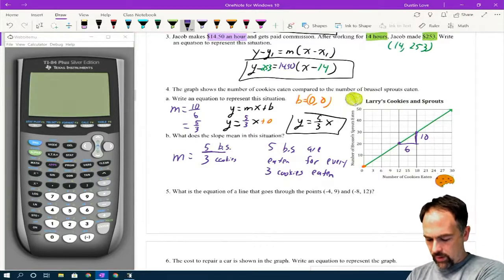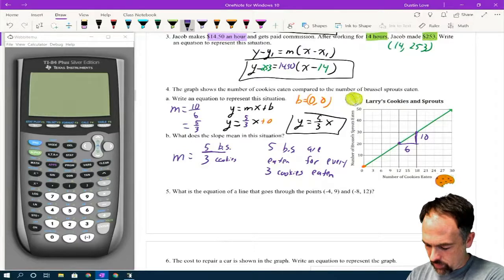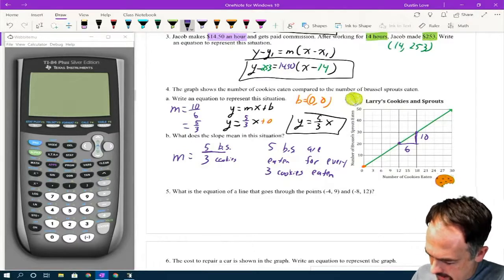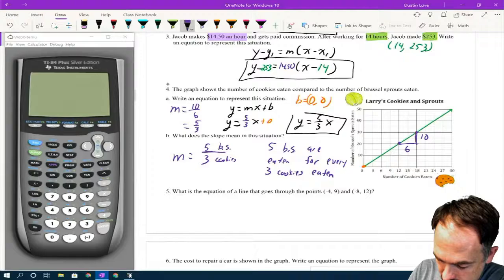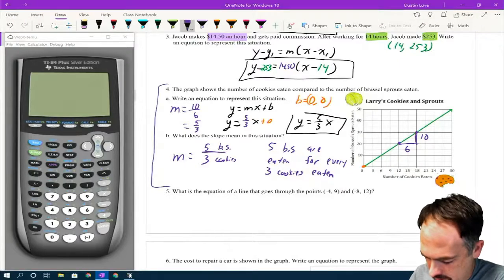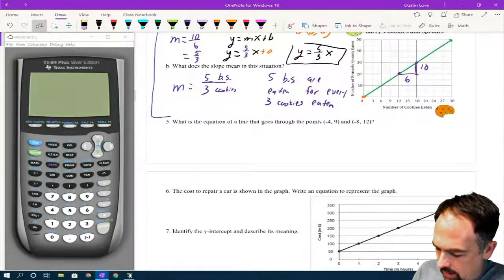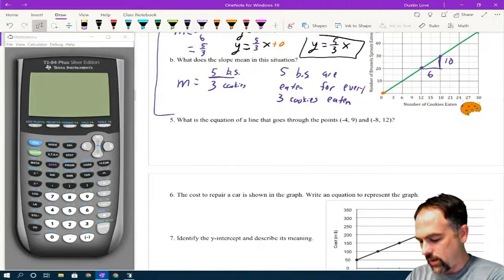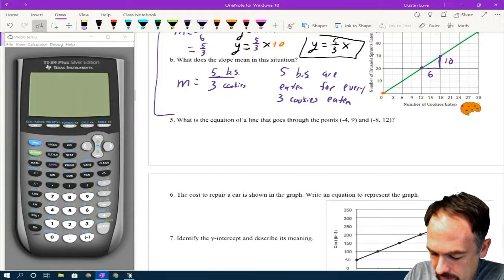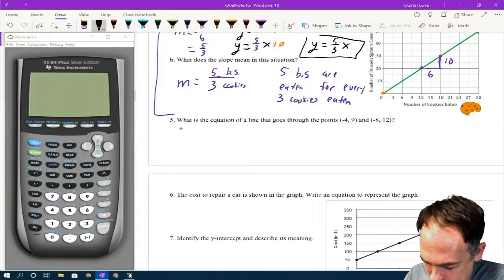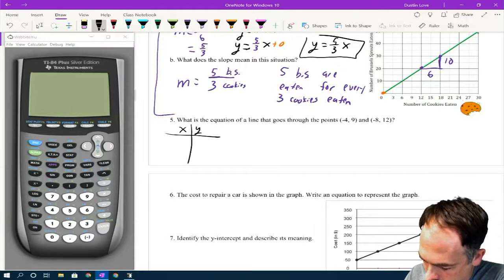Okay, what is the equation of a line that goes through the points -4, 9? Oh, that's a different problem. Okay, that was 4, and then now we got 5 that starts there. Okay, what is the equation of a line that goes through the points of -4, 9 and -8, 12? Now remember, we're going to make an XY chart out of this. And we've got -4, 9, -8, 12.